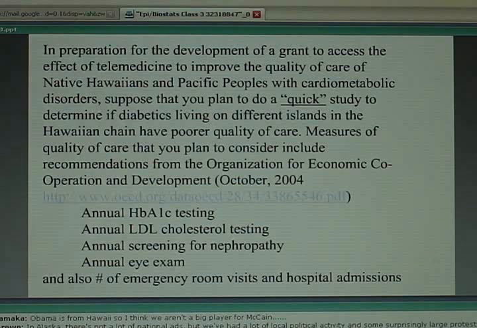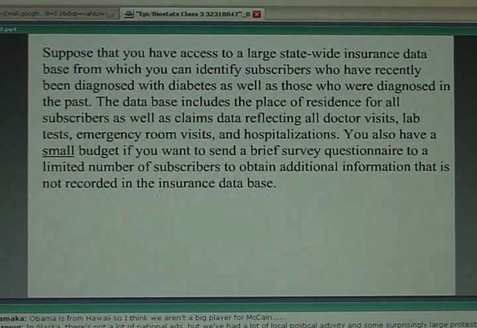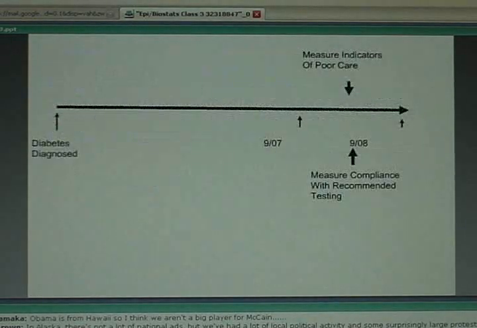You had essentially, from the insurance database, the ability to trace a person over time using his or her claims data. At some point in time, a person is diagnosed with diabetes. There'll be a claim for that in your insurance database. You can then follow that person in the future. This is a retrospective cohort study. So for example, this might be September of 07, this might be September of 08. You can look at the last year of claims data.